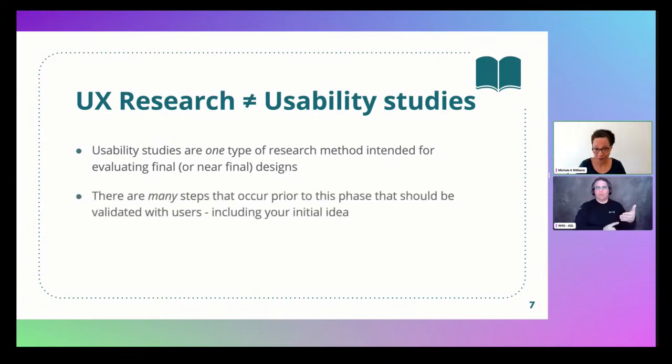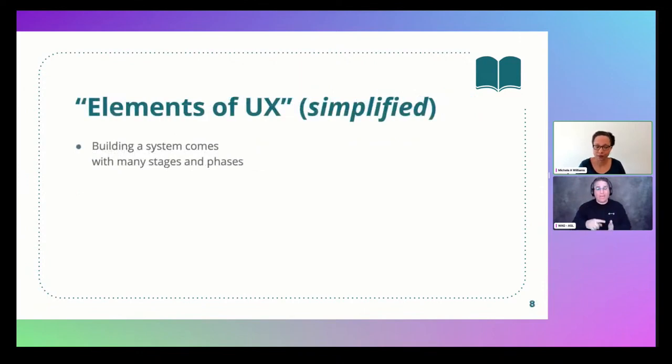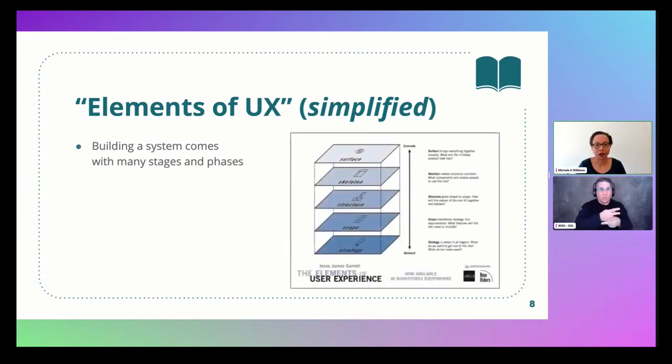There are many steps that occur prior to that phase of getting to the final design that should be validated with users, including your initial idea. So another way to think about this is to go through some seminal work by Jesse James Garrett, The Elements of UX. Basically building a system, whether it's your own personal website, a software application, or a presentation for a conference, has many stages and phases. And in the simplified view of that work, there are 5 phases that move between abstract and concrete.